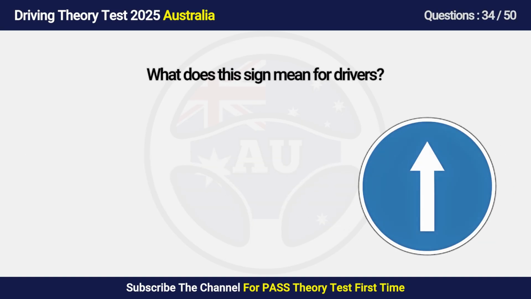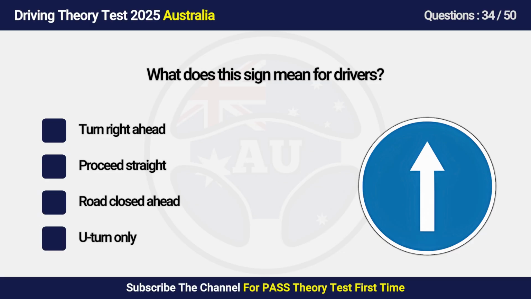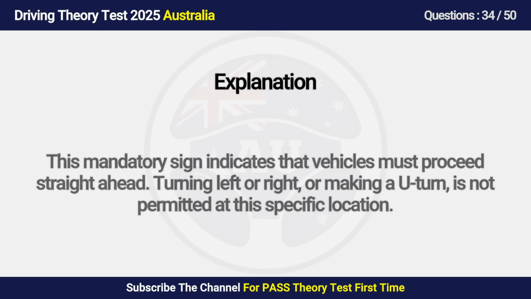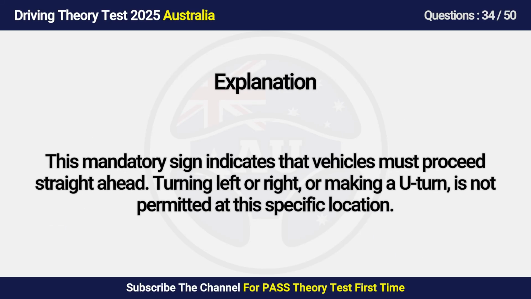Question 34. What does this sign mean for drivers? A. Turn right ahead. B. Proceed straight. C. Road closed ahead. D. U-turn only. Answer is B. Proceed straight. This mandatory sign indicates that vehicles must proceed straight ahead. Turning left or right, or making a U-turn, is not permitted at this specific location.